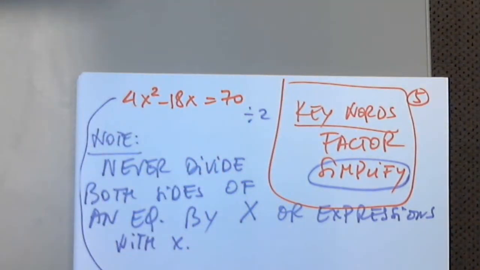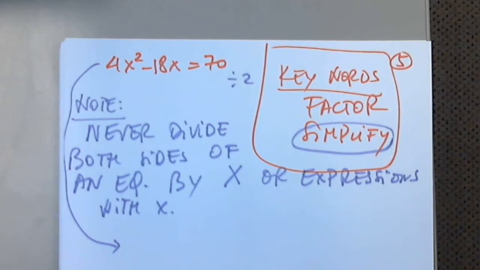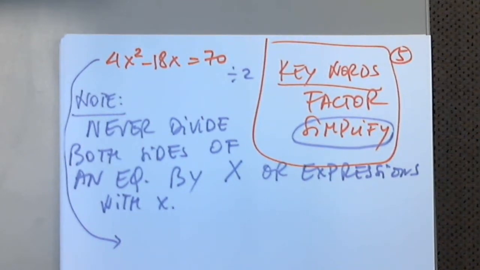So the new equation, can anyone dictate the new equation after you divide it by 2 and move 70? 2x squared minus 9x minus 35, very good, equals? 0. Yes. Remember, if you forget the equal symbol and 0, you're not going to solve. Good.